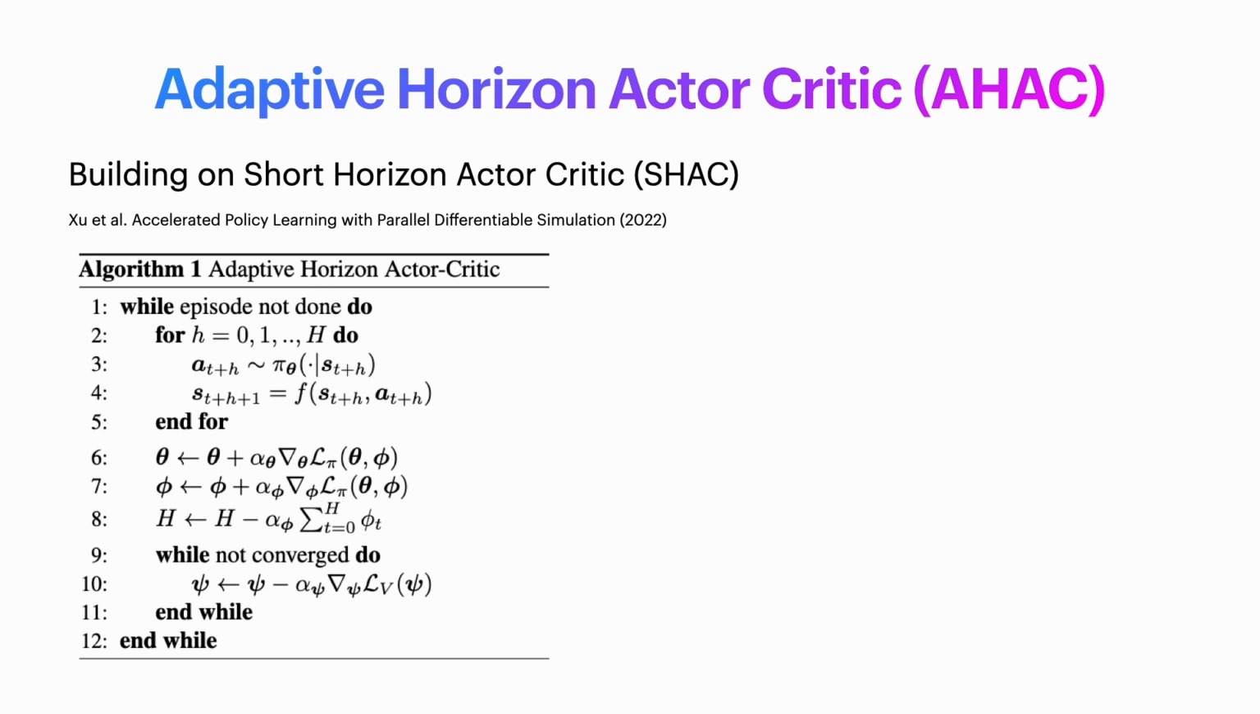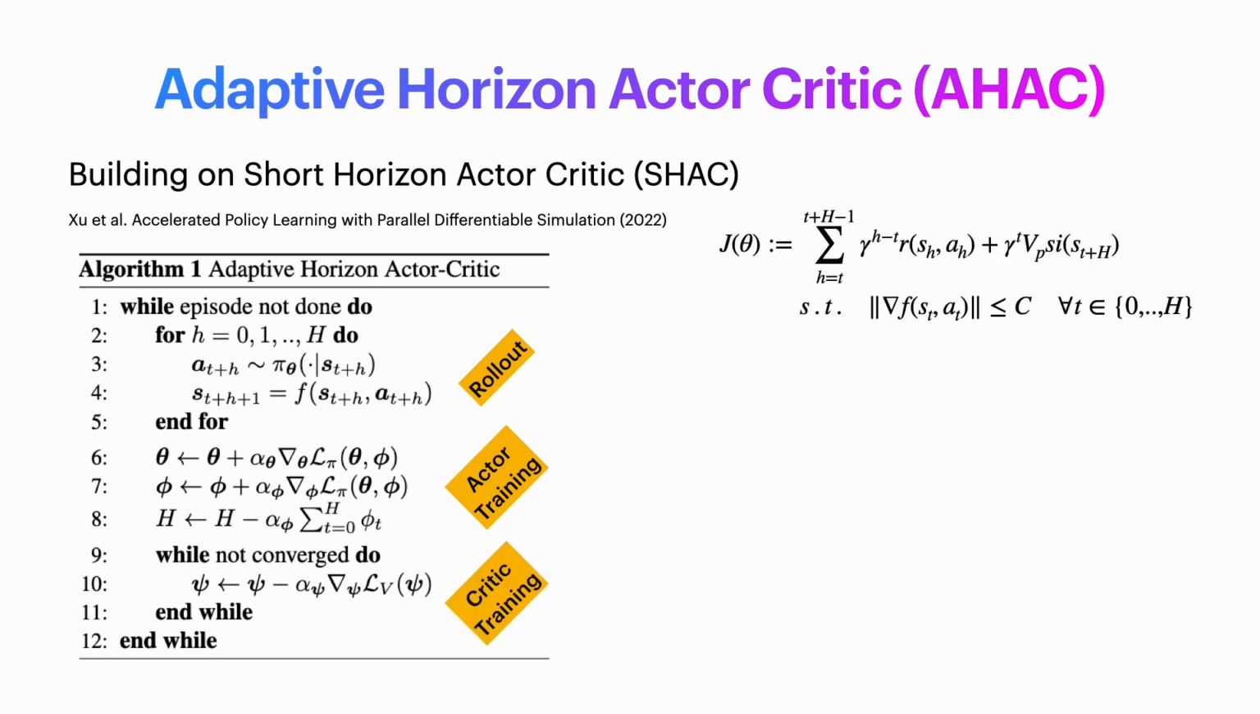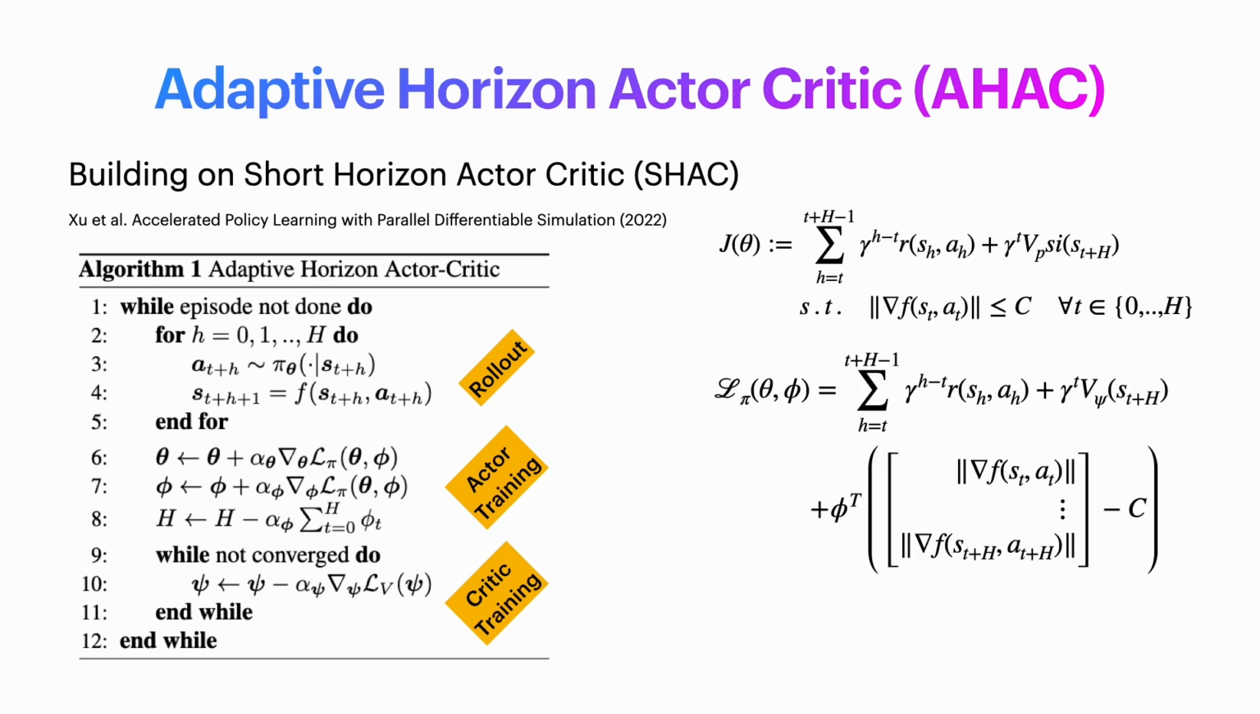The algorithm consists of 3 main stages: policy rollout, actor training, and critic training. Our key contribution is the use of a constraint objective function, which uses the same primal as SHAC, but adds a constraint to ensure that the norm of the gradient of dynamics is below threshold C. From this objective, we extract the dual problem and optimize it directly to train our actor and also adapt the horizon using Lagrange coefficients. Finally, we train our critic using the same TD lambda objective like SHAC, but now train it until convergence to account for a continuously changing horizon H, and also use a double critic.